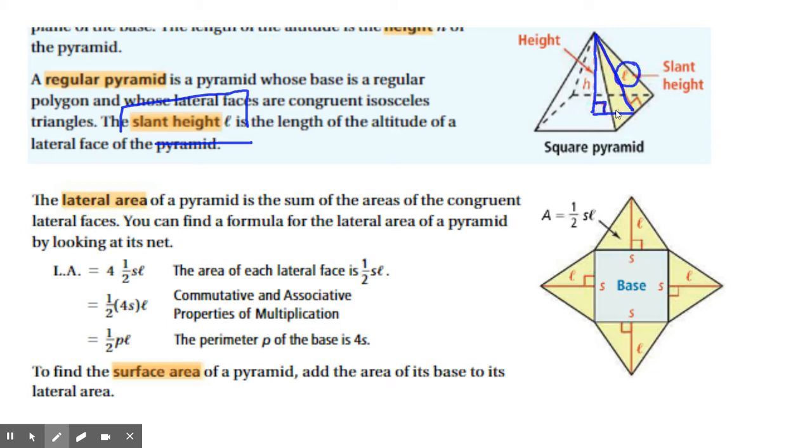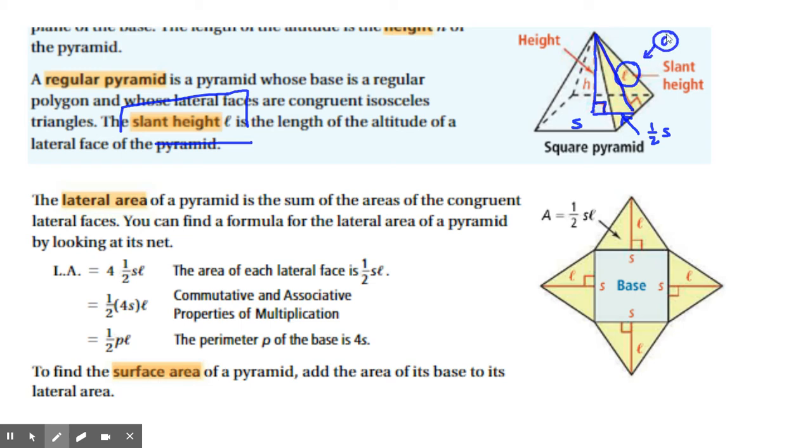Now they'll give you the height, and then this bottom side of this triangle, if this square pyramid has a side length of S, that bottom side right there is going to be half of that side length. Half S. Okay. So you'll know those two sides and you'll use them to find the slant height. And the slant height will be the hypotenuse of the right triangle in the Pythagorean theorem. It will be the C value.